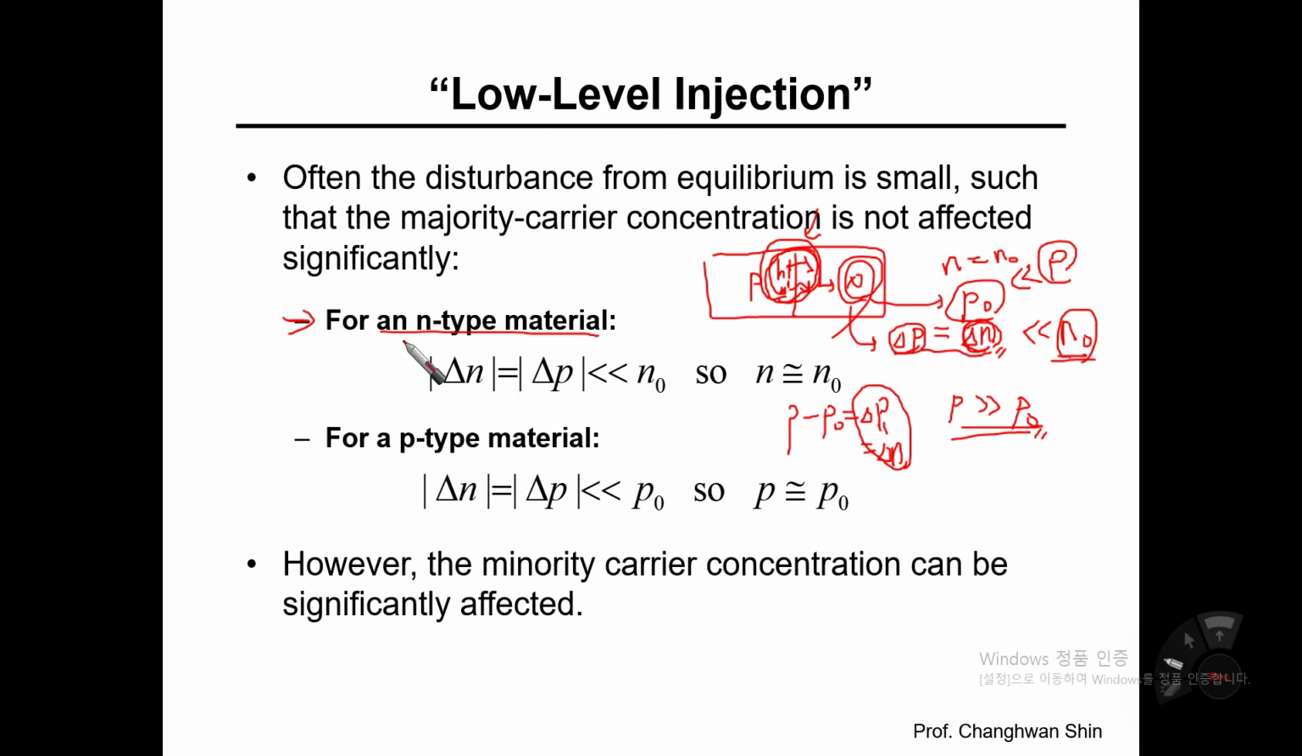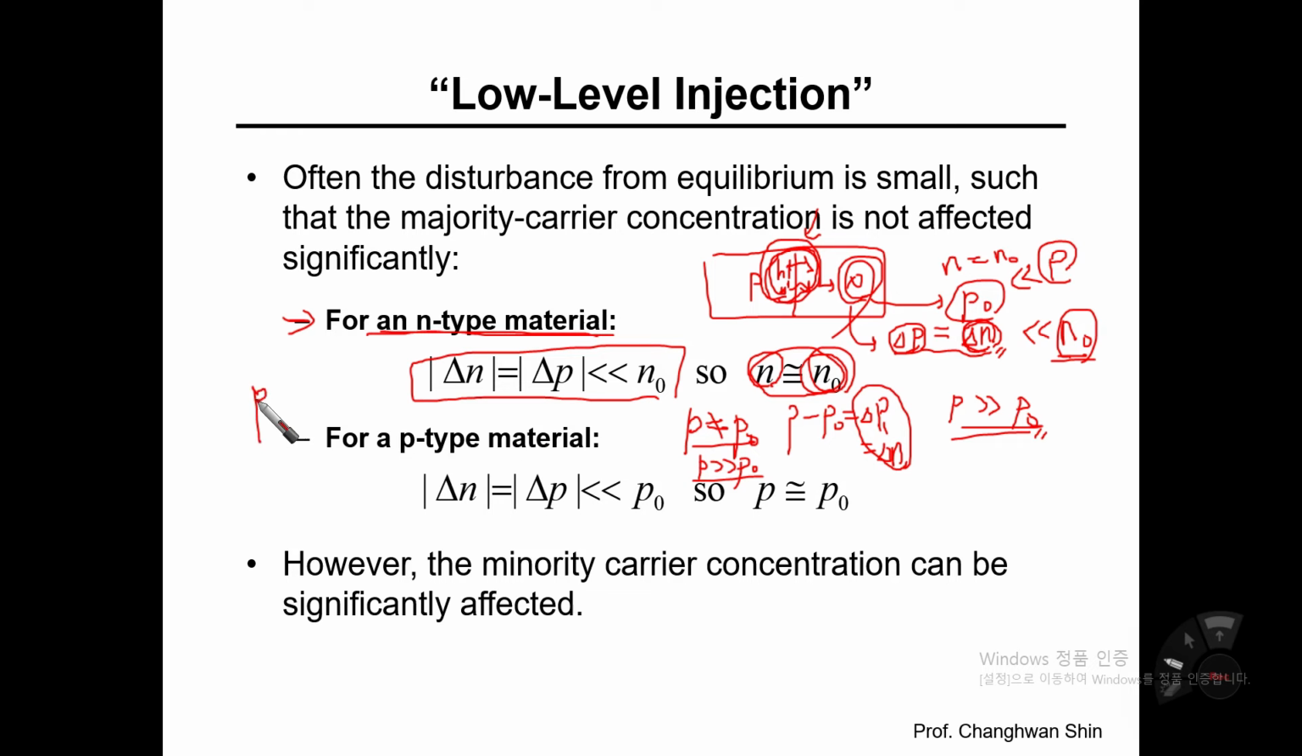Okay, so for an n-type material, the majority carrier concentration is not affected a lot. In other words, the non-equilibrium electron concentration is equal to the equilibrium state electron concentration, but p is not equal to p naught. In other words, p must be much higher than p naught. Okay, but take a look at here.